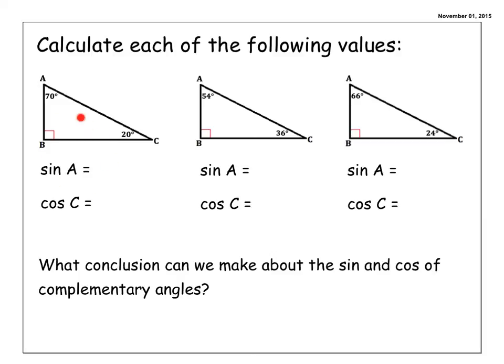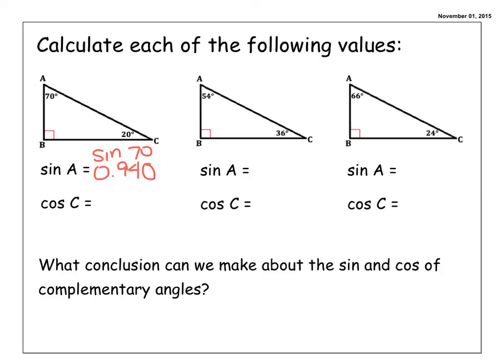So let's look at our first triangle here. So we want to find the sine of angle A. Well, angle A is 70 degrees. So I'm going to put in my calculator sine of 70 degrees. So let me write that up here. I'm putting in sine of 70. That's what I'm putting in my calculator. So I've got sine of 70, close parentheses, hit enter, and I end up with 0.940 when I round that up. It's 0.9396, so 0.940 when I round that up.